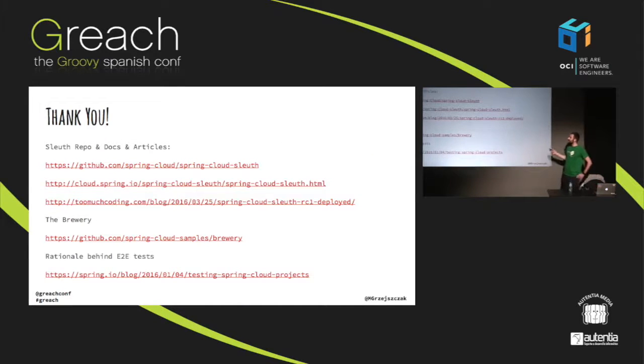Okay, so here you have the links to the GitHub project with Sleuth. Here you have the documentation of Sleuth, and this is my blog post about the recent deployment of Sleuth. Here you have the brewery sample, where you have, I think, quite a good documentation about how to run the examples. You can check the build Gradle, and if you like any of the ideas, just copy them. And here is the rationale behind end-to-end tests. Actually, that was my first post on the Spring blog, where I explain why even we got that way, and I explain the rationale behind writing the end-to-end test in such a way as they are written. So you can check them out, and I think we have some time for questions, if you have any.